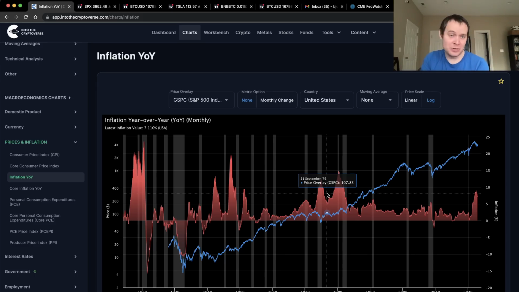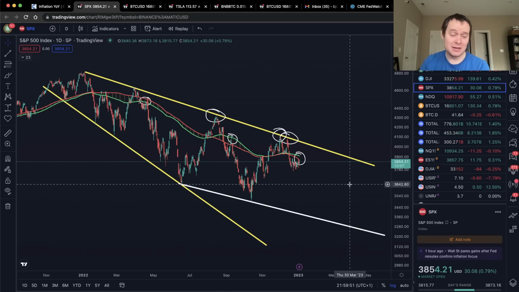And Powell has said as much. They want to just get inflation back down to 2% so that we can go back into another cycle of economic expansion. That's what I want, right? I just want to go back into another phase of economic expansion. But again, right now, inflation remains high, the Federal Reserve remains hawkish, and the S&P 500, until proven otherwise, remains in a bear market.